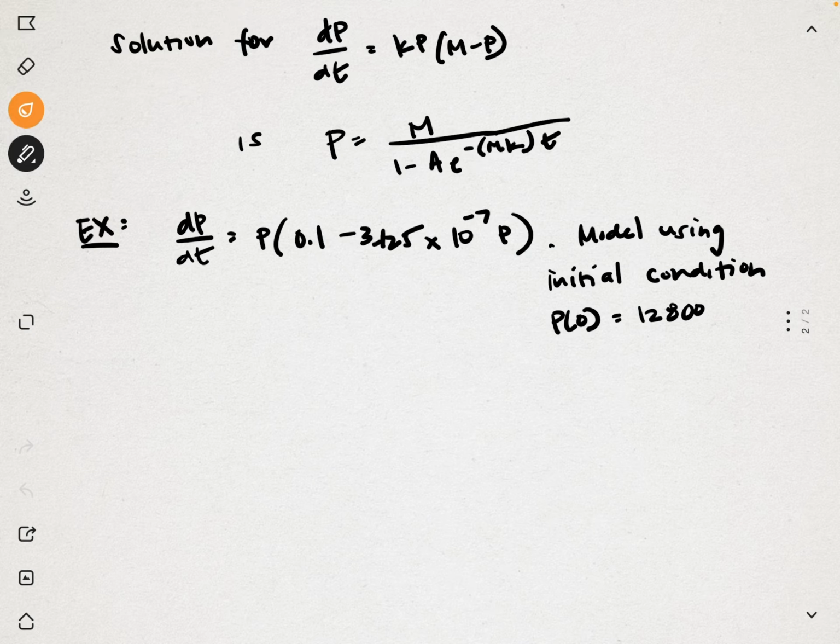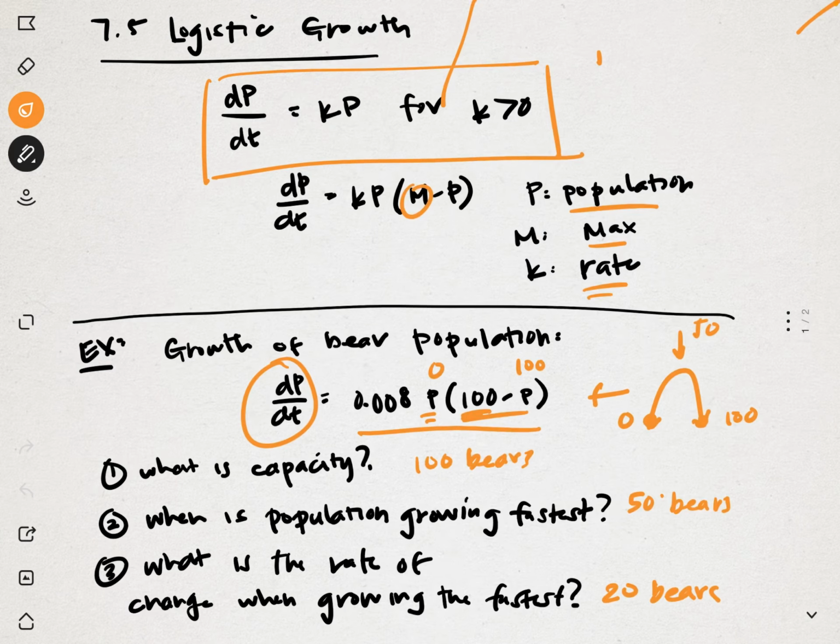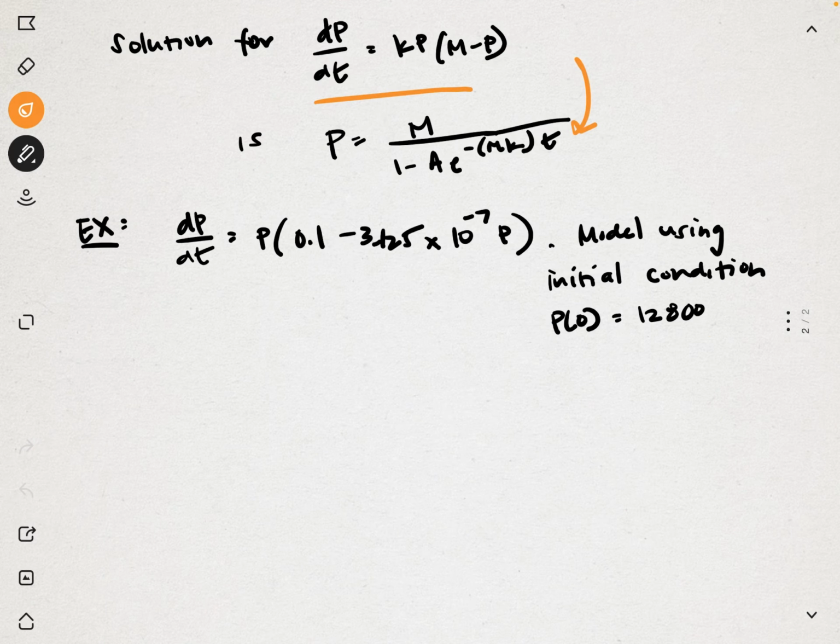Okay, on to the next one. This is really the big idea here. Again, this stuff may or may not be on your exam at the end of the year, but it's good to go over it. If we're trying to find the solution for that, the actual population, it's represented like this. If we're given an equation like we had here with the bear population, we can take that and figure out the overall population by using this form: M over 1 minus A e to the negative MK times t.